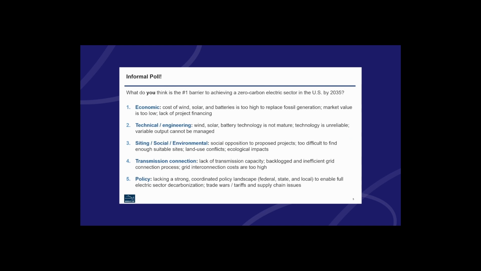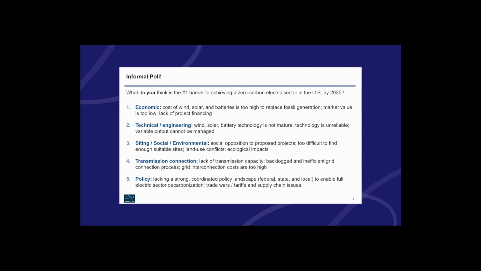So let's do this really quick. Just raise your hand if you think it's economic issues. All right, I'm seeing a few. It's okay if you want to vote for more than one. I'll allow that. It's a little bit weird, but I'll allow it. Okay, technical. Who thinks it's technical issues? The technologies are not mature. Managing the variable output is too challenging. I'm seeing a couple of maybe hands.